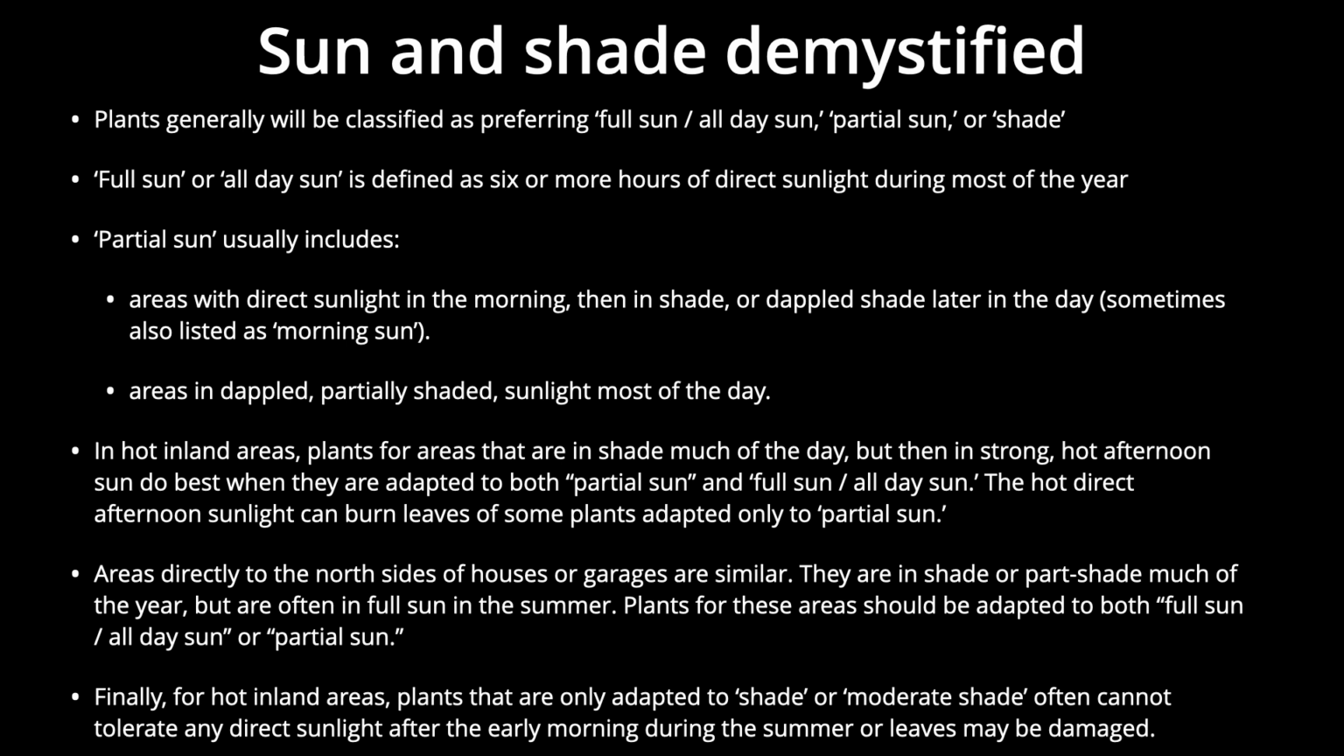And finally, for hot inland areas, plants that you read are only adapted to shade or moderate shade often cannot tolerate any direct sunlight after the early morning during summer, or their leaves might be damaged. So, for example, one of my favorite plants for the dense shade underneath oak trees is called Catalina perfume. It's a currant. It's also called evergreen currant, and that's a great low shrub or ground cover for dense shade.